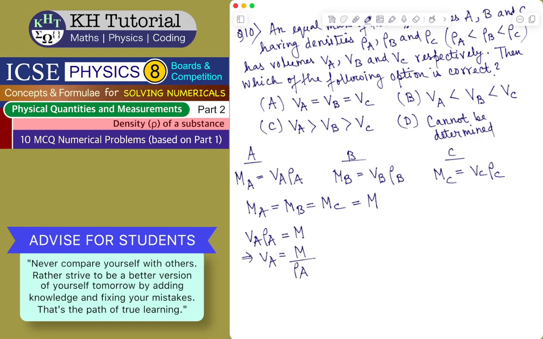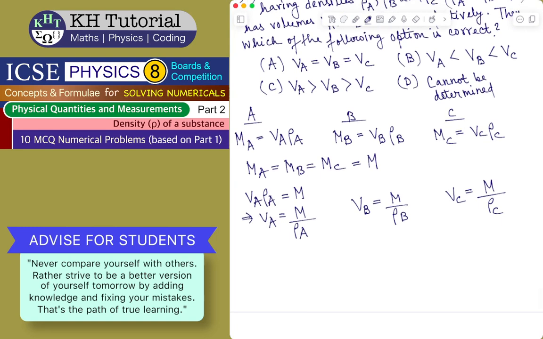In this way, similarly, we will have Vb equal to M divided by rho B, and Vc will be equal to M divided by rho C, where I have considered capital M to be the mass of each of the substances A, B, and C. Now, from this result, how do we compare Va, Vb, and Vc? It is given that rho A is less than rho B and rho B is less than rho C.